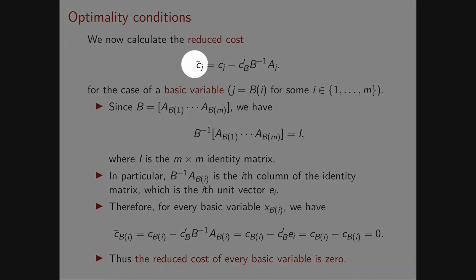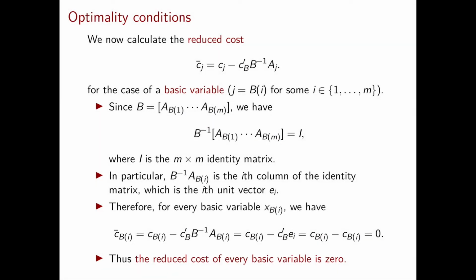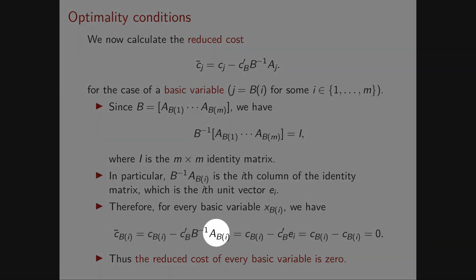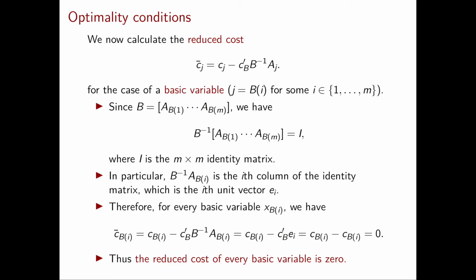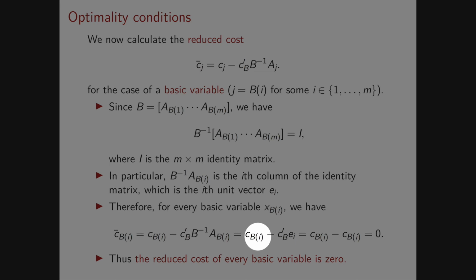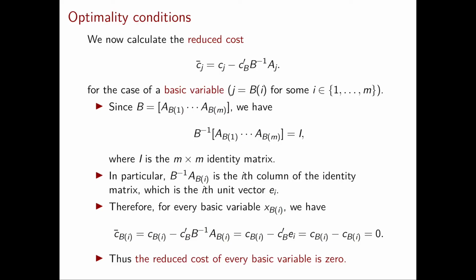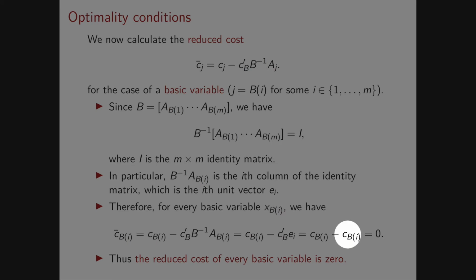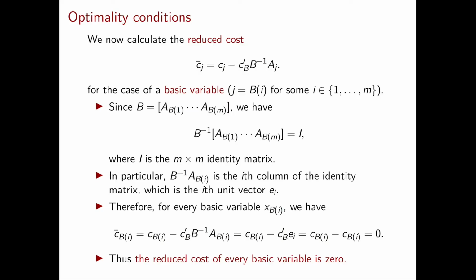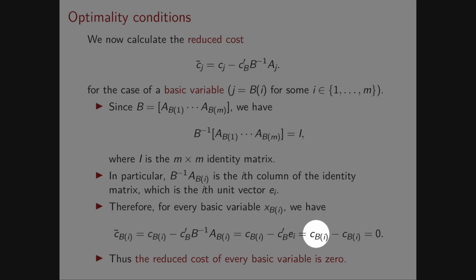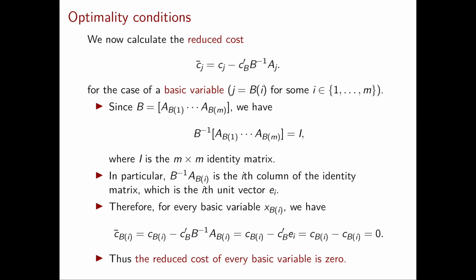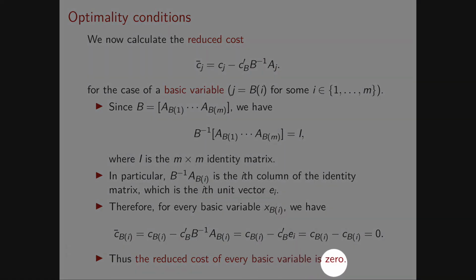So we can now write the reduced cost of the index B of I. Here it is. Using the formula, this is c_B(i) minus c_B transpose B inverse A_B(i). We now use that B inverse A_B(i) is simply equal to e_i, and we obtain that this reduced cost is just c_B(i) minus c_B transpose e_i. Now c_B transpose e_i is just the component B(i) of the vector c. So we obtain c_B(i) minus c_B(i), which of course is 0. So we have shown that the reduced cost of every basic variable is 0.